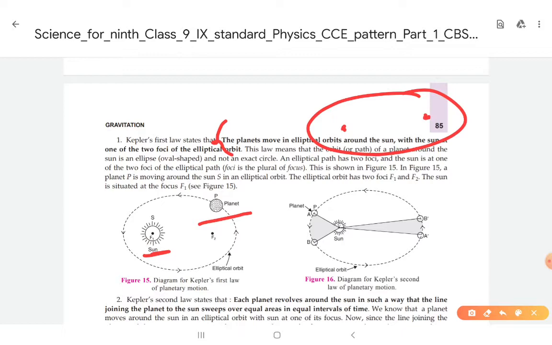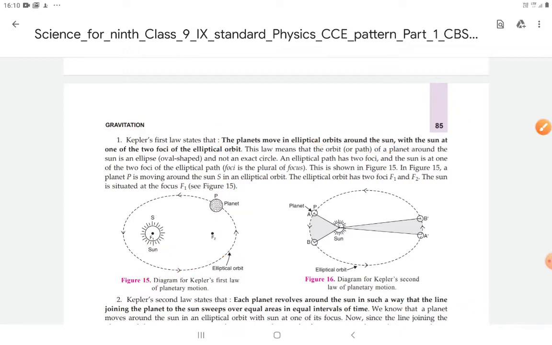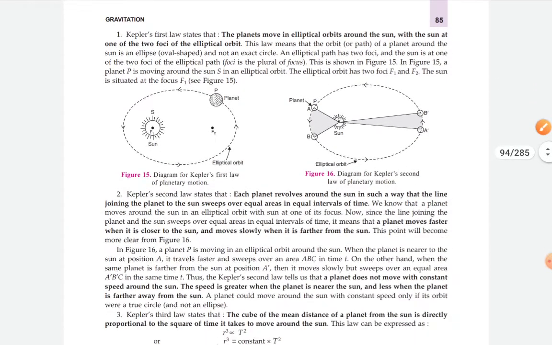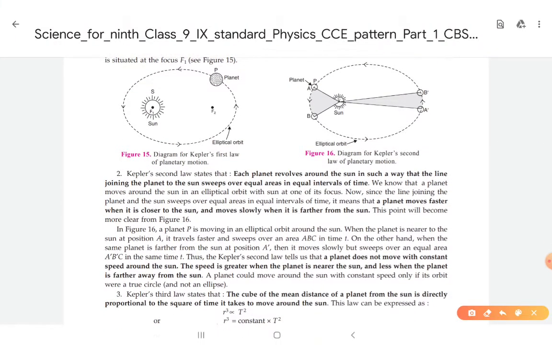So the concept is this: Kepler states that all the planets revolve around the sun in an elliptical orbit, and the sun is situated at one of the foci of the ellipse. You can see this diagram shows Kepler's first law. Okay, now move to the second law. You can see here Kepler's second law.